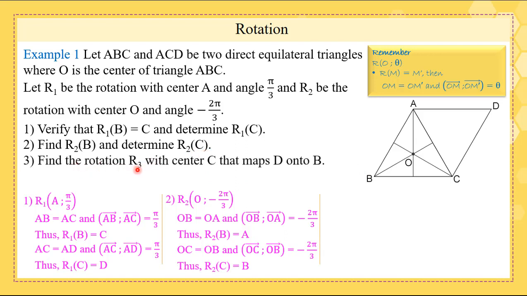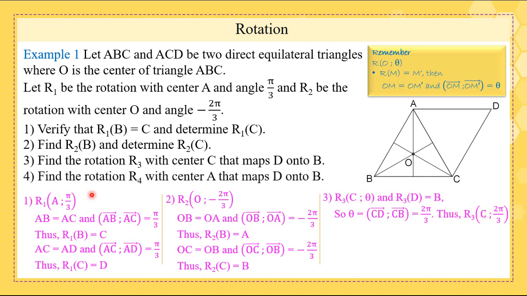Now part 3, find the rotation R3 with center C that maps D onto B. Since C is the center of R3, it's enough to find its angle, and suppose this angle is theta. Now since R3 of D is equal to B, then theta must be equal to the angle between CD vector and CB vector. Now according to this figure, the angle between CD vector and CB vector is equal to the angle between CD vector and CA vector plus the angle between CA vector and CB vector, which is equal to pi over 3 plus pi over 3, which is equal to 2 pi over 3.